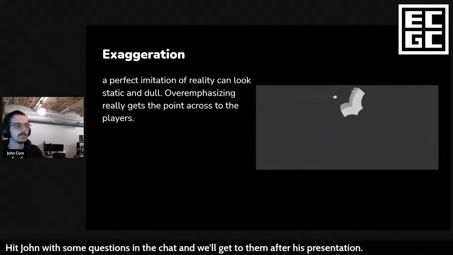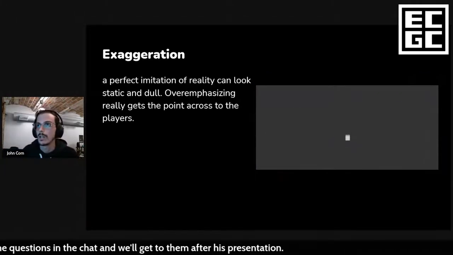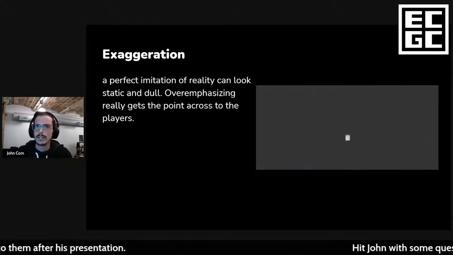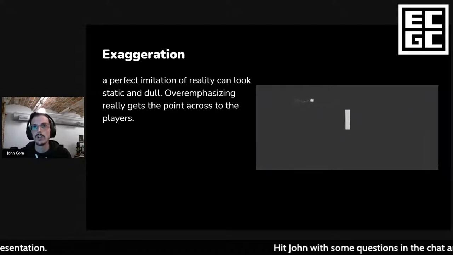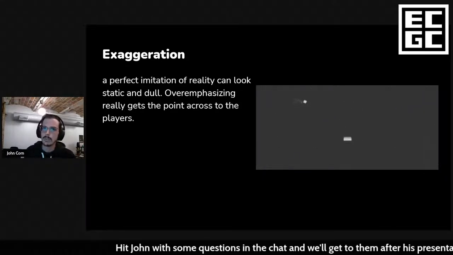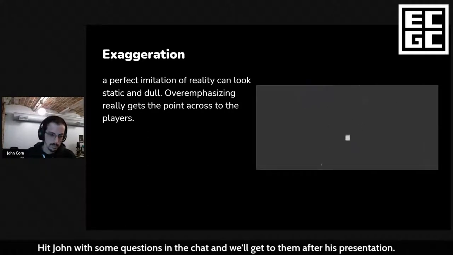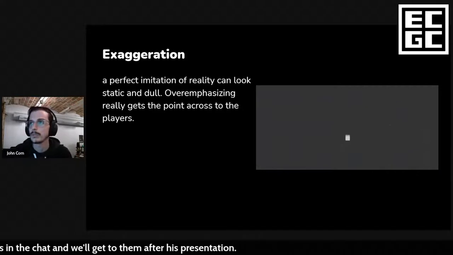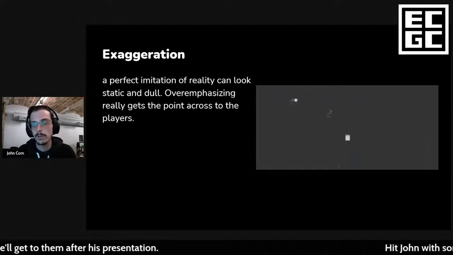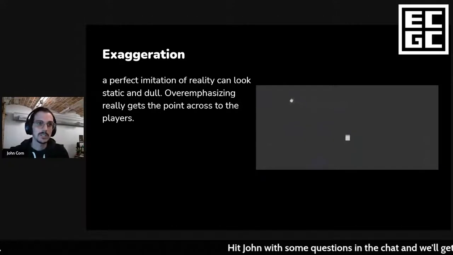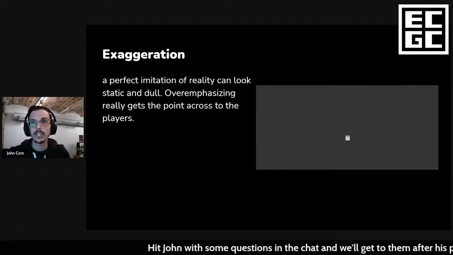Okay, and then here we have exaggeration, right? So a perfect one-to-one of reality, it's tough, right? Even if it wasn't tough from a technical standpoint, people don't pick up on subtleties of other people's behavior sometimes, which leads to fights very often between people. So we don't want that in our games, right? We don't want those subtleties that are open to interpretation.